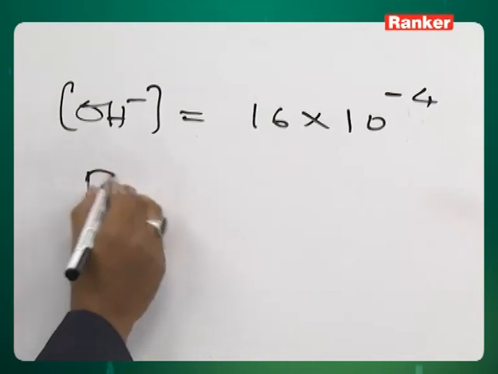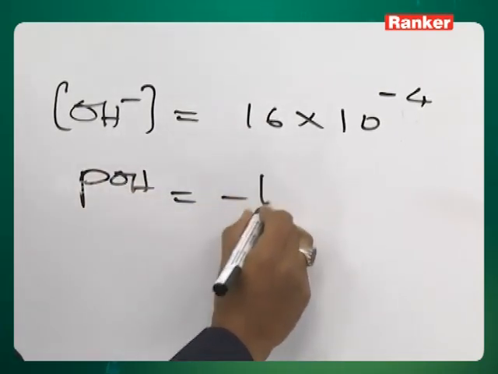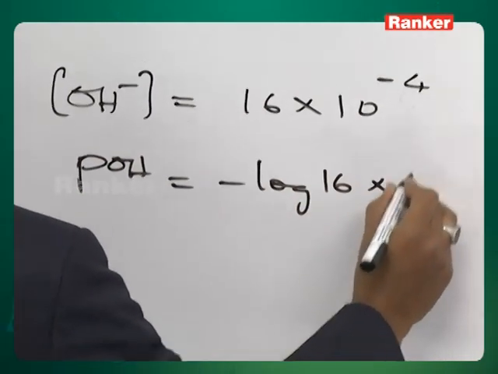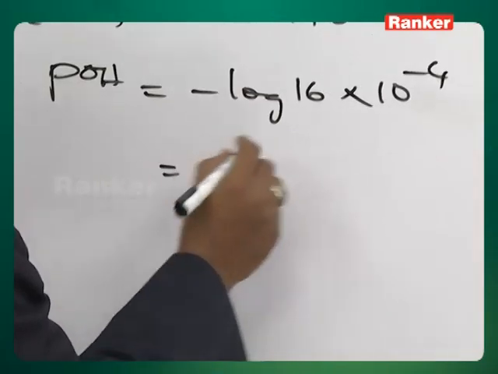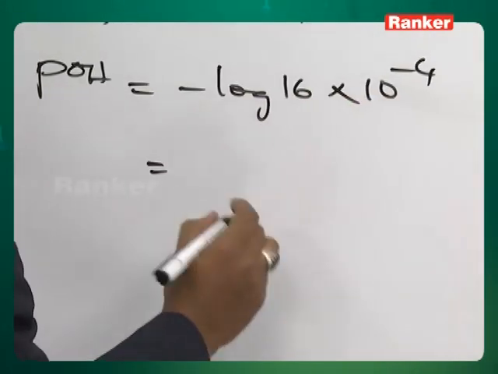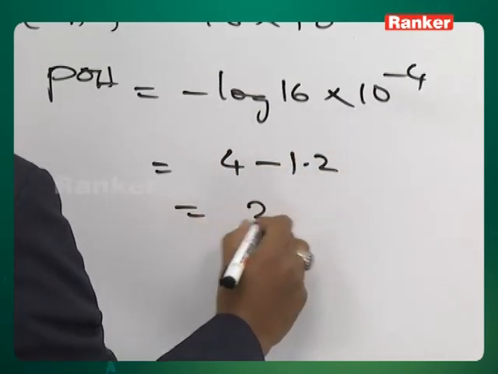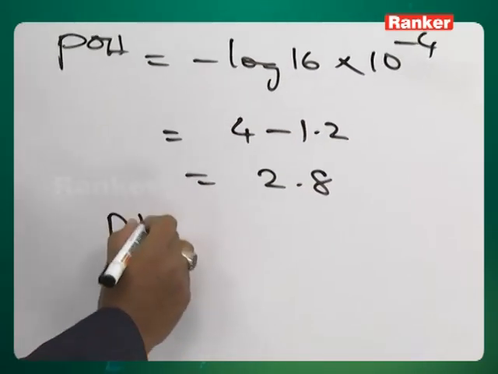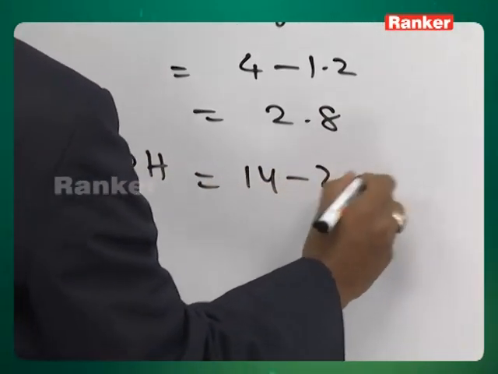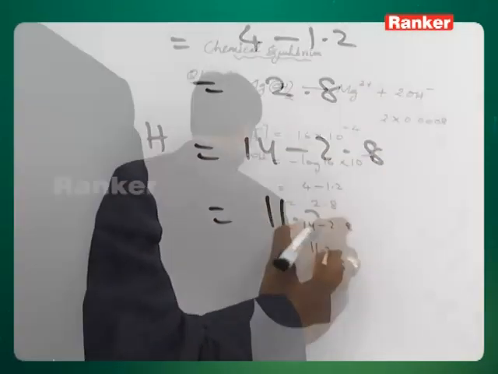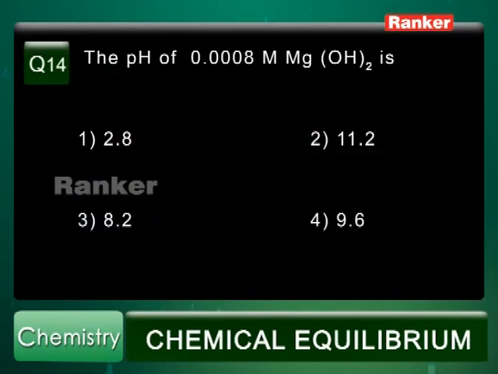Now, pOH equals minus log of 16 into 10 raised to minus 4. Log 16 is 1.2. This is 4. 4 minus 1.2 comes to 2.8. So, pH is equal to 14 minus 2.8, it comes to 11.2. So, the correct answer is the second option, 11.2.